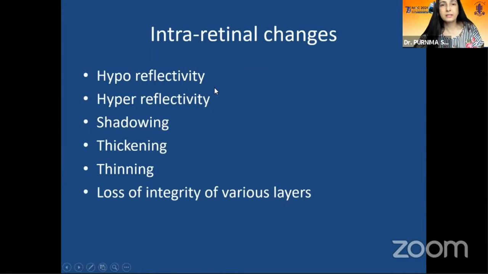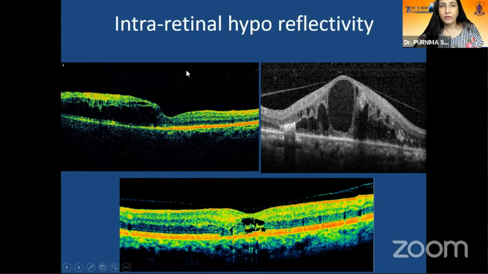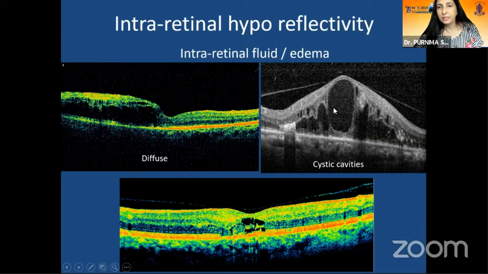Now coming to the next layer, that is the intraretinal changes. Here, reflectivity patterns are very important, hypo and hyper. And then we look at the thickening, thinning, and the integrity of the layers. Now, whenever we see hyporeflectivity, this usually indicates fluid or edema. Now, we have to look at the pattern of this hyporeflectivity. If it is diffuse, we call it a diffuse macular edema. And if it is cystic spaces, then it's a cystic macular edema.